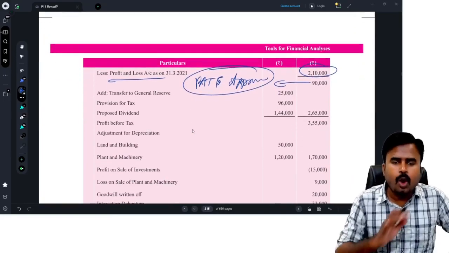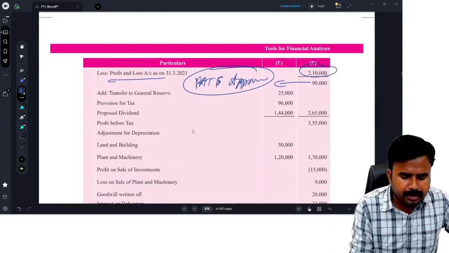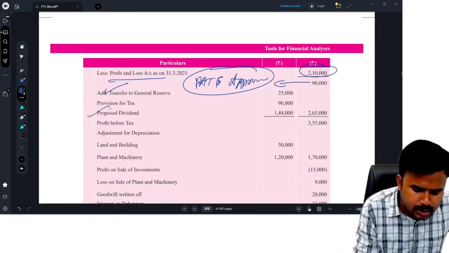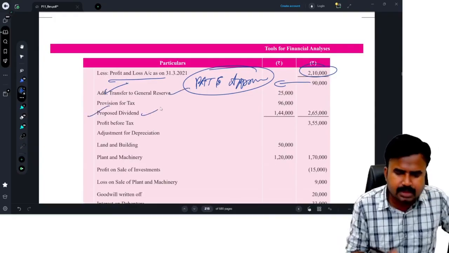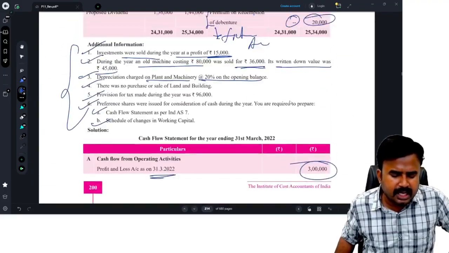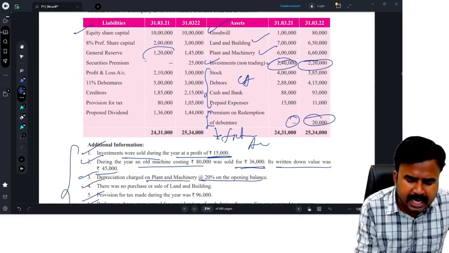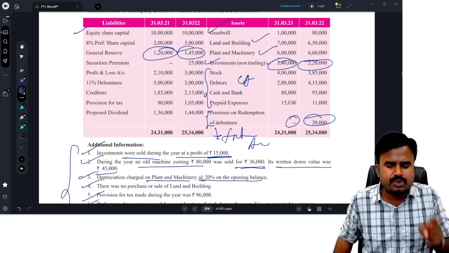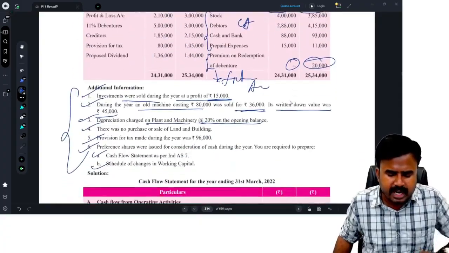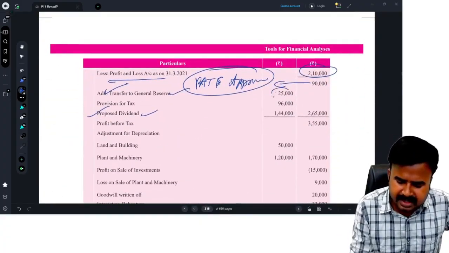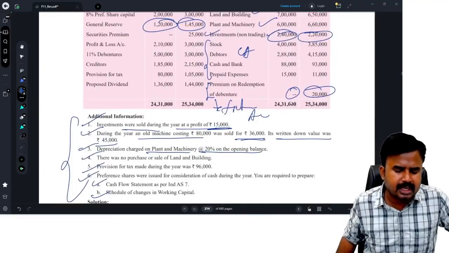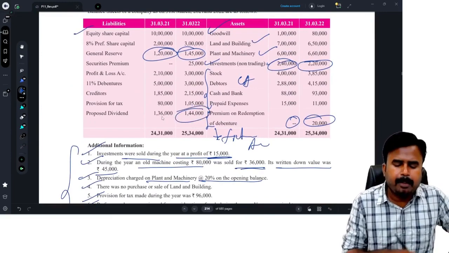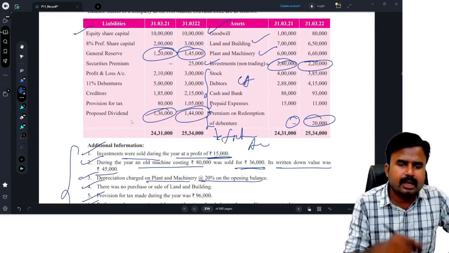So I must add all appropriations which were made in the profit and loss appropriation account. That is transfer to reserves and proposed dividend. These two are the real-time appropriations from the profit and loss appropriation account. Transferred to general reserve: look at the general reserve account difference, 1,20,000 and 1,45,000. The difference is 25,000 general reserve. This is the money which is transferred during the year. So transferred to general reserve is 25,000, and that should be added here. Yes. And proposed dividend: you know that closing is the current year appropriation and opening balance is the current year payment. So 1,44,000 must be appropriated in the current year. 1,36,000 is the last year appropriation.